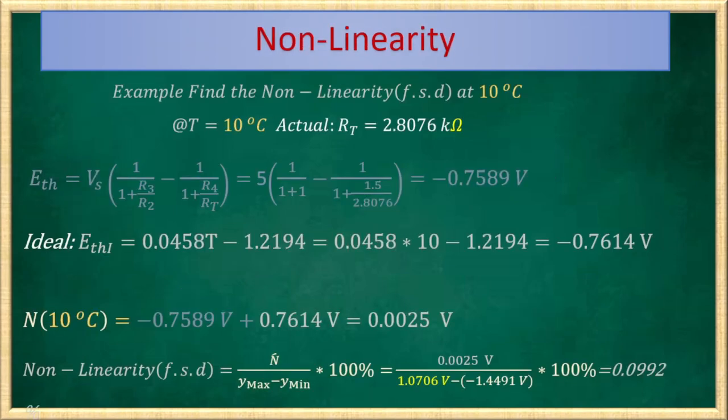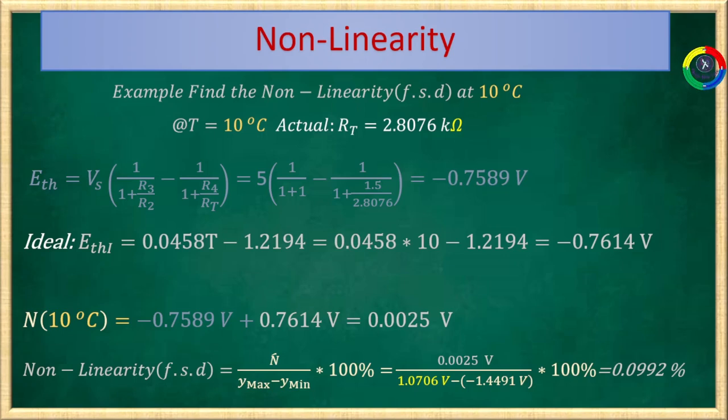Let's see the nonlinearity at a temperature of 10 degrees centigrade. The actual ETH at 10 degrees centigrade is minus 0.7589 volt, and the ideal value is minus 0.7614 volt, and the nonlinearity, or the difference between the actual and the ideal values, is 0.0025 volt. Substituting in the nonlinearity as a full-scale deflection equation, we get 0.0992% nonlinearity. The nonlinear behavior of the thermistor alone is higher at this temperature.